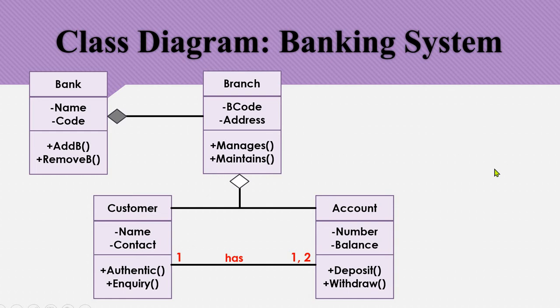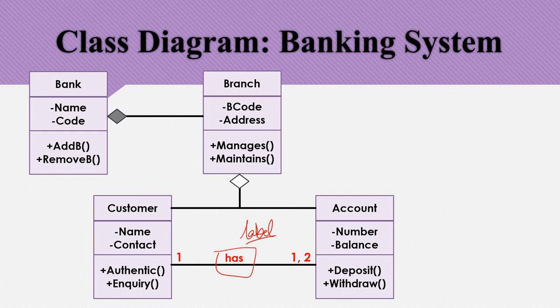So this relationship is presented like this with the association, and here we are defining the multiplicity from 1 to 1 or 2, and this is the label. We are labeling the association for the relationship, meaning what type of association this is.